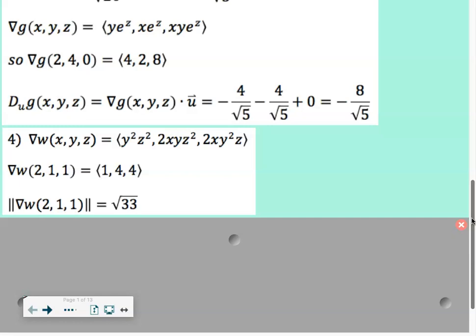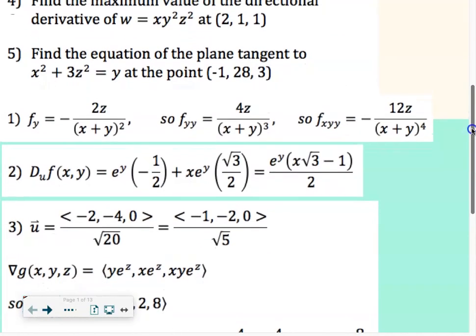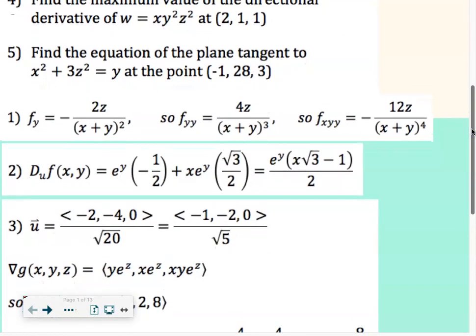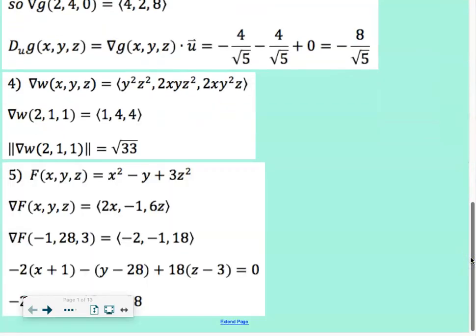Last one, we're almost done. Equation of the plane tangent to x squared plus 3z squared equals y. So in this one, you're going to have to get everything on one side to find your gradient vector and then use your gradient and your point. So, let's see.